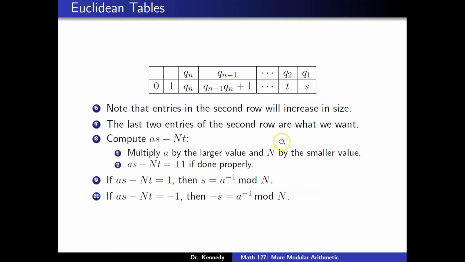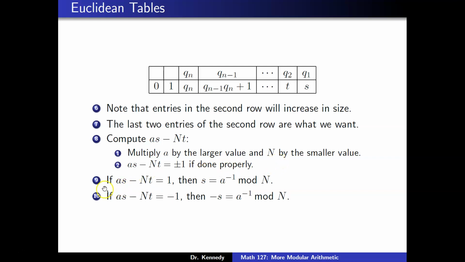Once we have that, we take S and T and we compute this expression, A times S minus N times T. If everything has worked properly, you should get plus or minus 1. If you don't get plus or minus 1, you've, as I said earlier, used one too many quotients. Another common mistake is that people put the quotients in the wrong order. All right, you start from the last quotient and go to the first quotient.